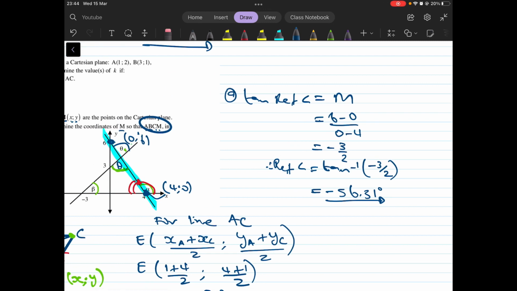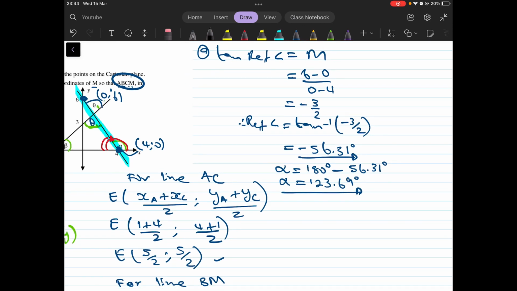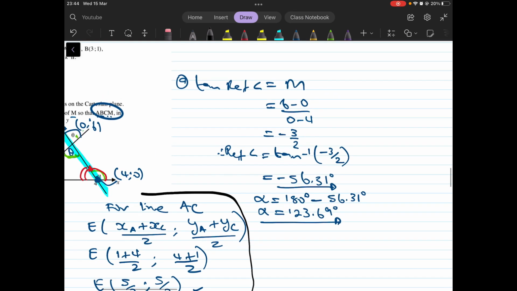Now how do you get alpha? Alpha is equal to 180 degrees minus the absolute value of the reference angle, that is 56.31 degrees. Enter that on your calculator and you will see that the value you get is 123.69 degrees. Worry not about this; those who have been here know where it came from.